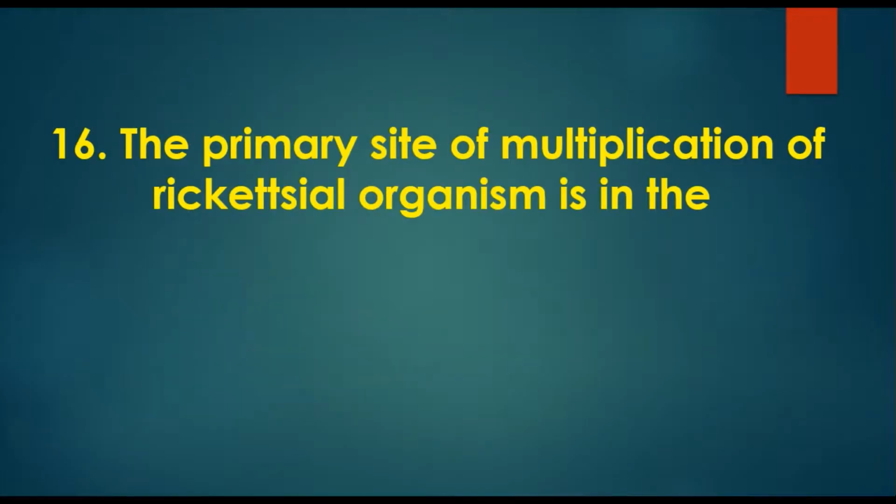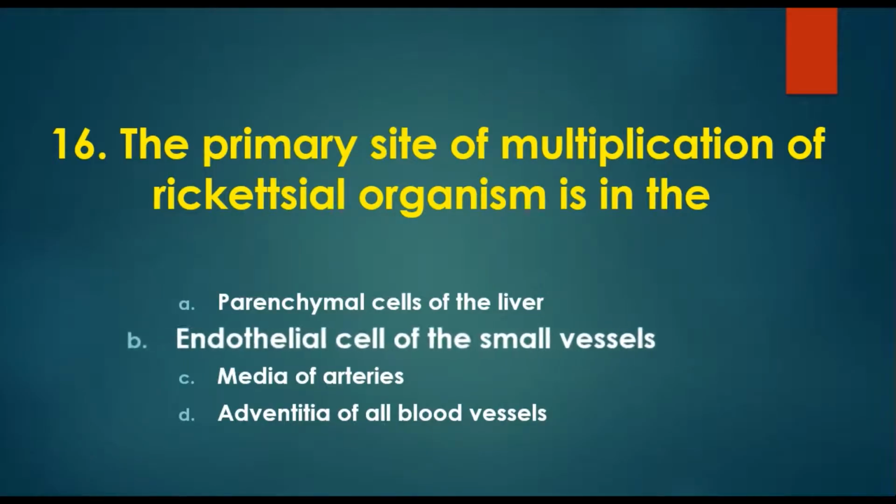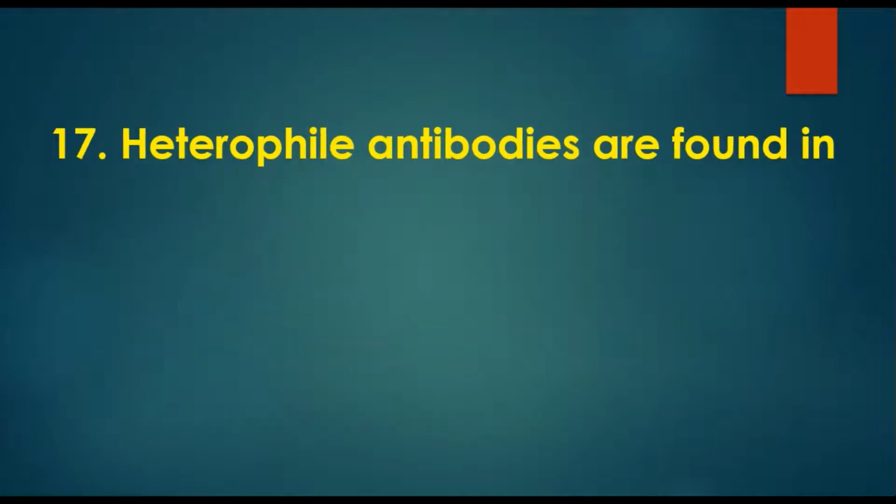Then coming to the 16th one, the primary site of multiplication of rickettsial organism is in the: options are A. Parenchymal cells of the liver, B. Endothelial cells of the small vessels, C. Media of arteries, D. Adventitia of all blood cells. So here the rickettsial organism multiplication is going to be seen in the endothelial cells of the small vessels.